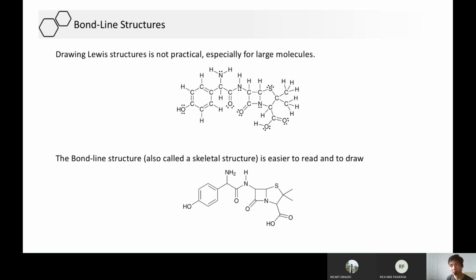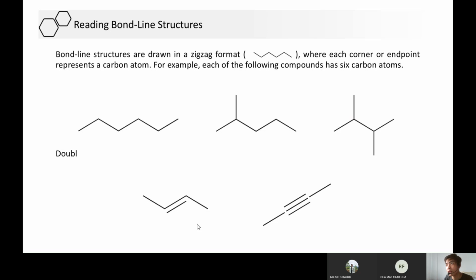Okay? And using the skeletal structure, we are condensing some information. Pinapa-onti natin yung information. Pero still, ano pa rin yung notion na may carbon dito, may carbon doon, may carbon dyan, so on and so forth. No? Okay. So, yan. No? So, how do we read bond line structures ba? No? So, tingin tayo. So, usually, bond line structures are drawn as this.